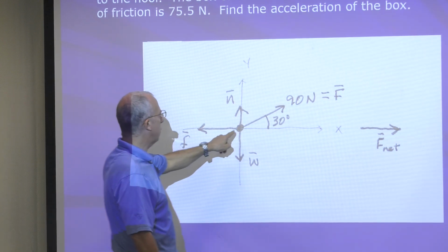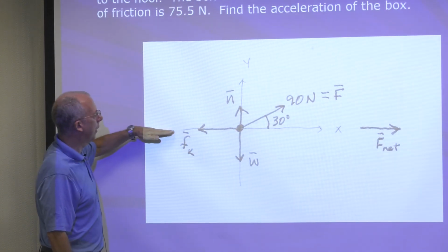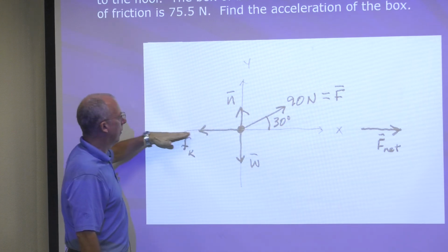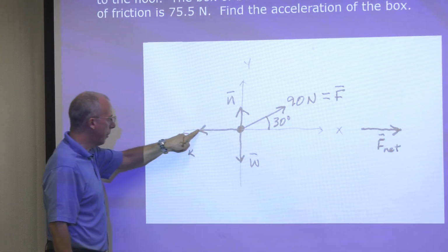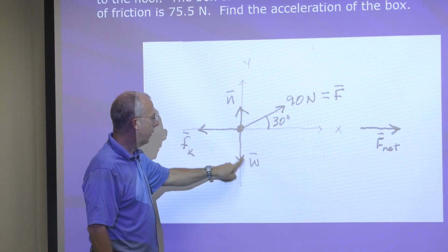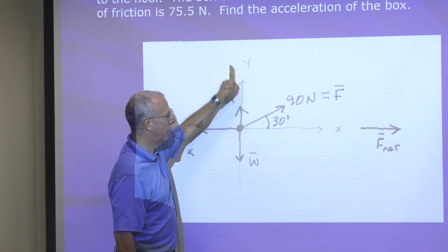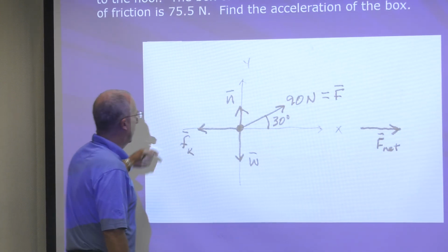So here's the force, 90 newtons. Here's friction. It's moving along the floor, moving along this way, so friction is opposite the direction of motion. Don't worry about the K, I'll get to that later. Here's the weight, and here's the normal. That's all.